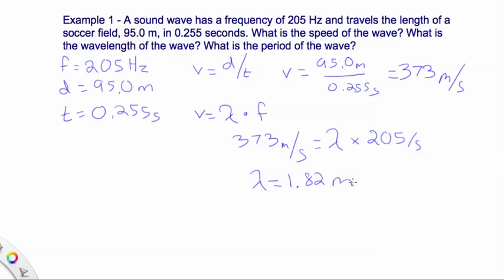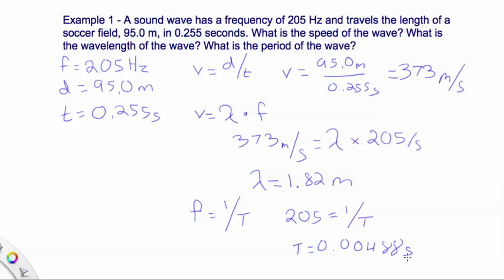The last question is, what is the period of the wave? We don't have a whole lot of options here. The only equation we have with period is frequency equals 1 over period. So our frequency was 1 over our period. To find the period, we do 1 divided by 205, and we can find that the period is very small, 0.00488 seconds.